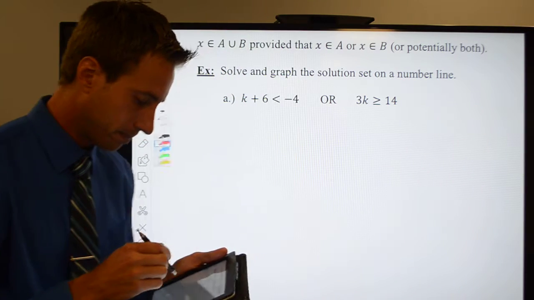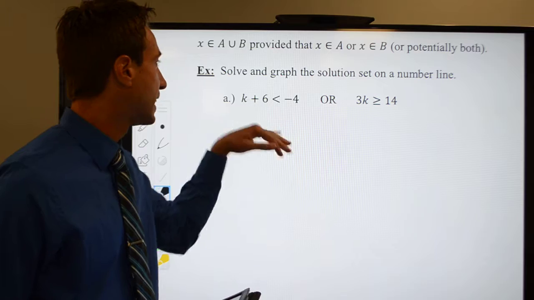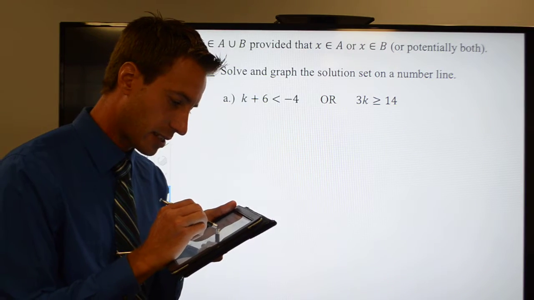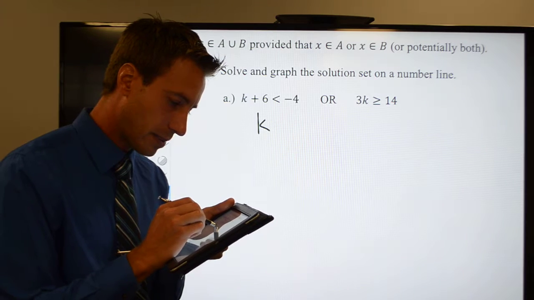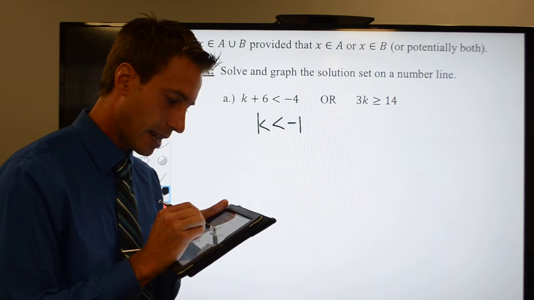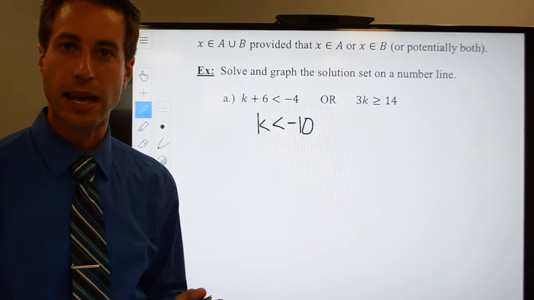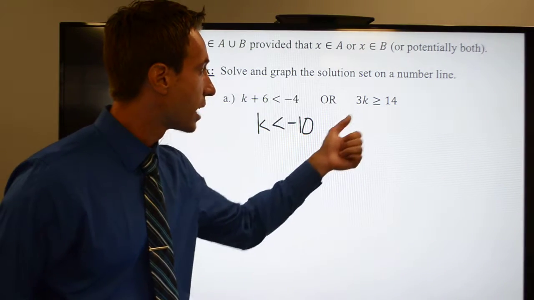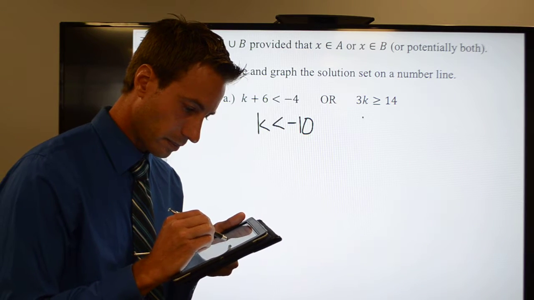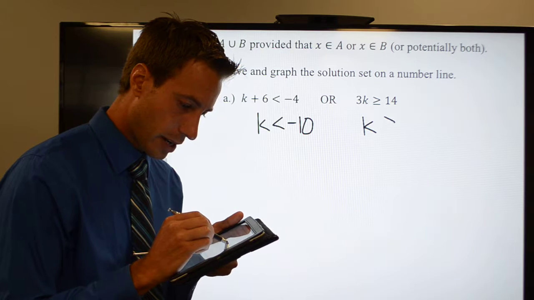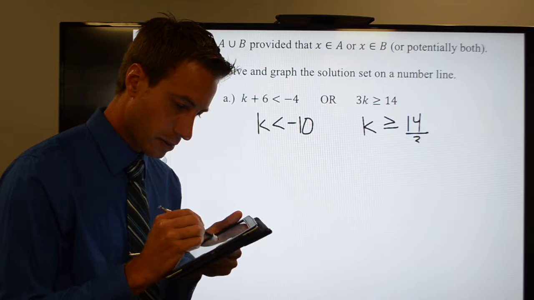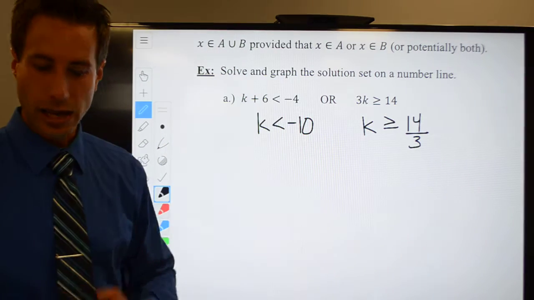So here we go. The first one, I need to get the k by itself. I am adding 6, so let's subtract 6 from the other side. K is going to be less than negative 4 minus 6. So k needs to be strictly less than negative 10. On the other side, I'm going to divide by 3. K needs to be greater than or equal to 14 thirds, which is not evenly divisible.